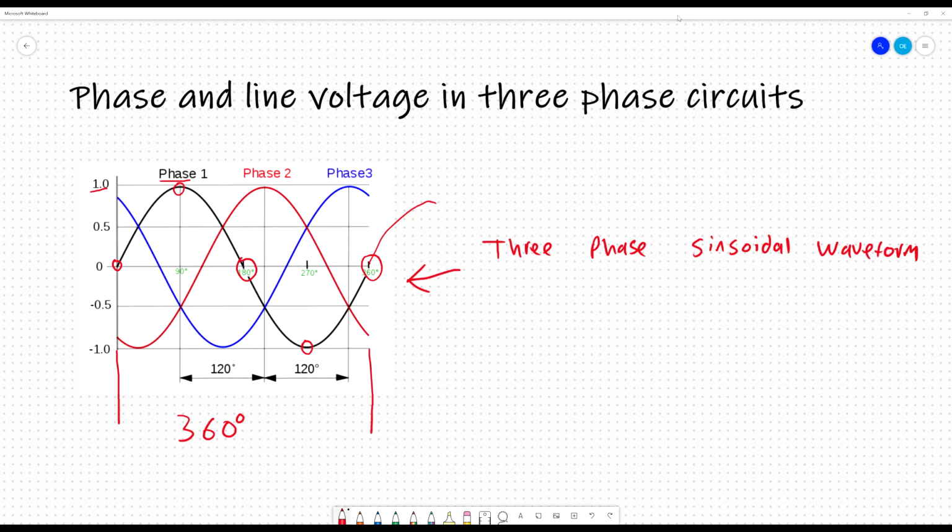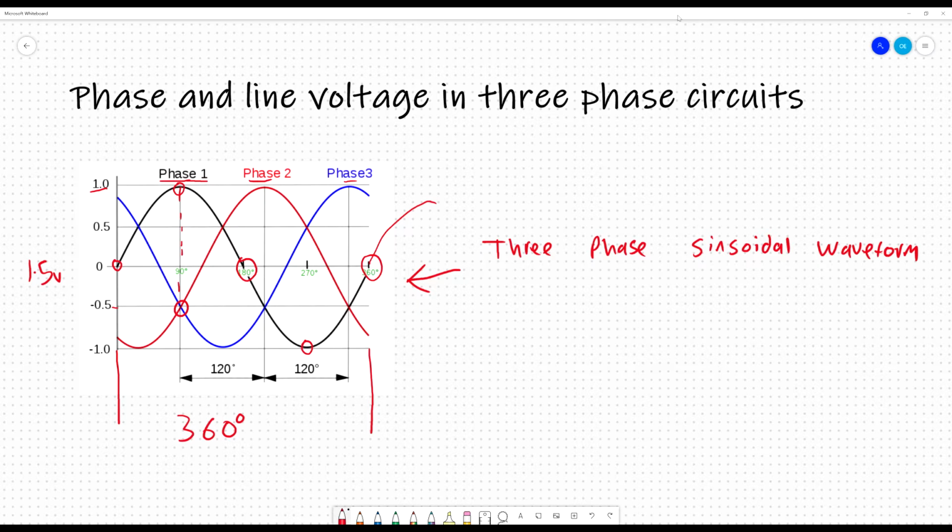When the black phase here is at its maximum, you'll notice that the blue and the red phases are at their crossing point, but they're both much lower than the black phase. In fact, they're the opposite, and they're just around half a volt in the opposite direction. So at this point, at 90 degrees, the potential difference between the black phase, phase 1, and either the red or the blue phases is going to be 1.5 on this chart.